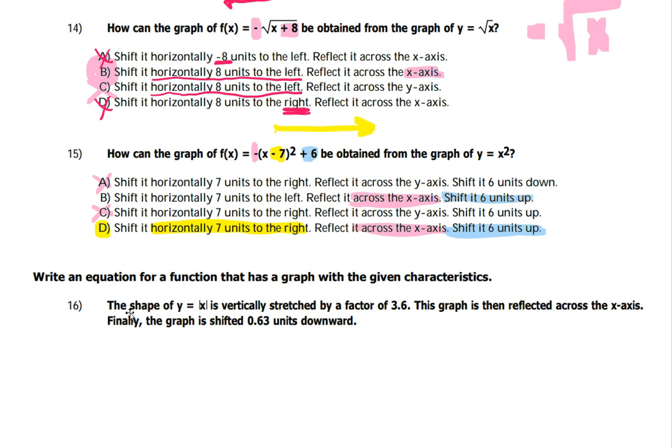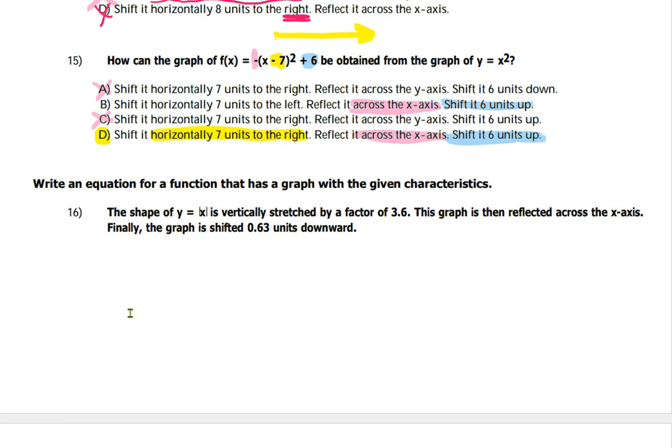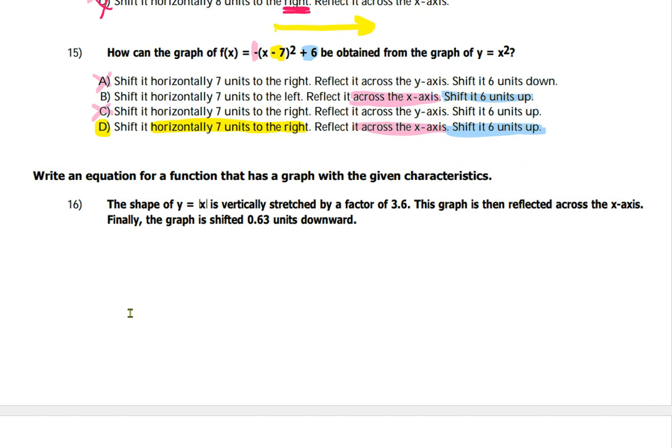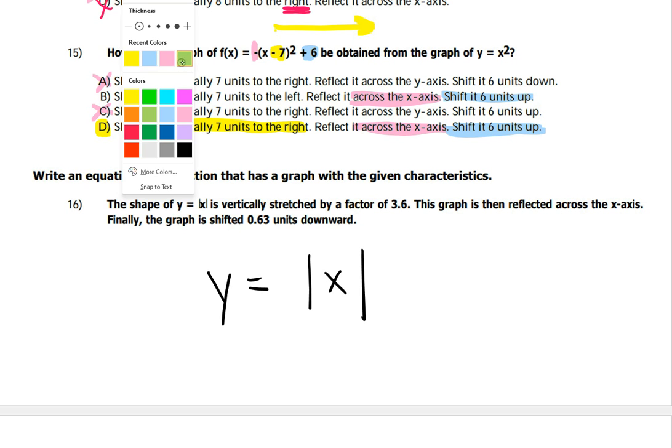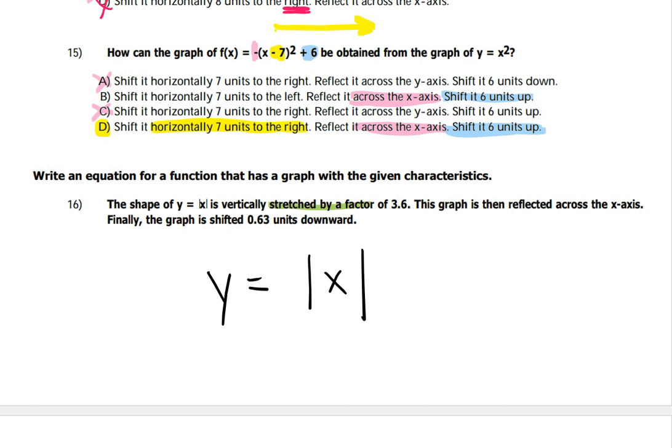And then number 16 asks you to come up with the function. Write an equation for the function that has the graph of the given characteristics. You're starting with y is equal to the absolute value of x. We are going to stretch it by a vertical factor of 3.6. That means you're going to have a coefficient in front of your function. And so I'm going to have a 3.6 right here.